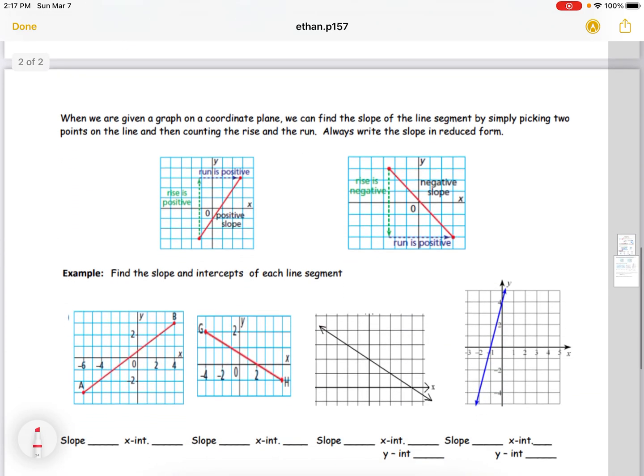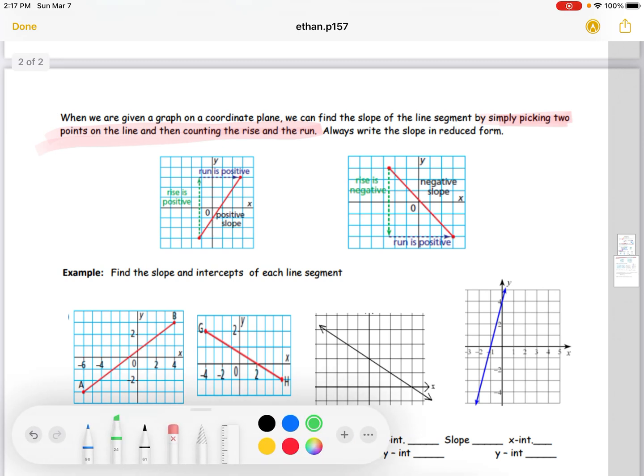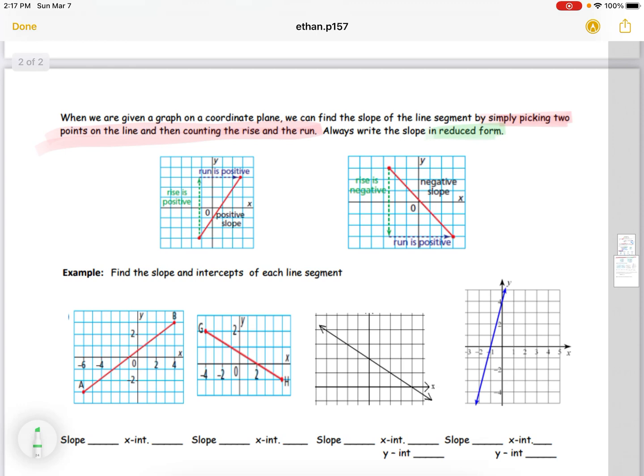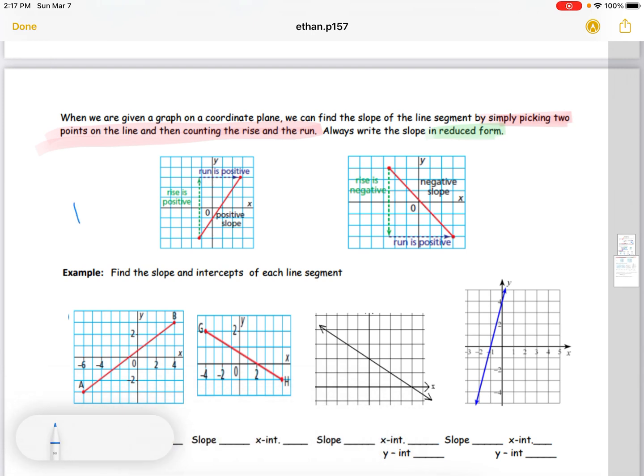Now, when we're given a graph on a coordinate plane, we can find the slope of the line segment simply by picking 2 points on the line and then counting the rise and run. You always want to write your slope in reduced form. So this first one, we have a positive slope. We're not going to actually evaluate that one, it's going up. And the second one, we have a negative. So double check that to make sure you have your signs correct.